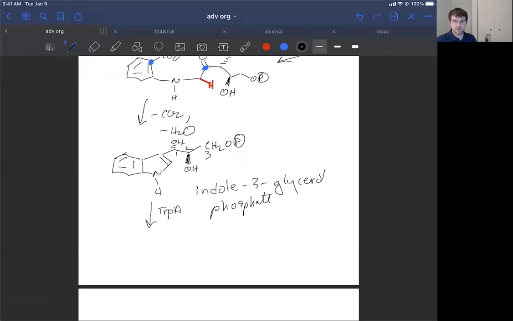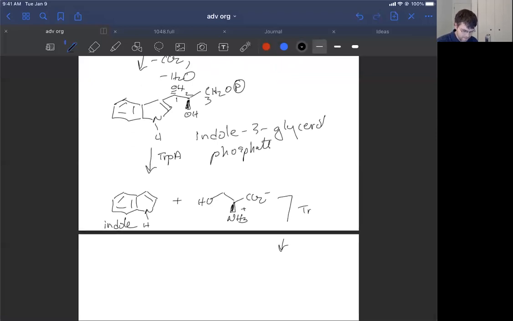where it first reacts with TrpA, which is one of the subunits of the enzyme. So it's one of the proteins that's bound together in this enzyme, where the glycerol 3-phosphate is removed, providing indole. And then indole reacts with serine to make tryptophan. That's a pretty cool reaction.